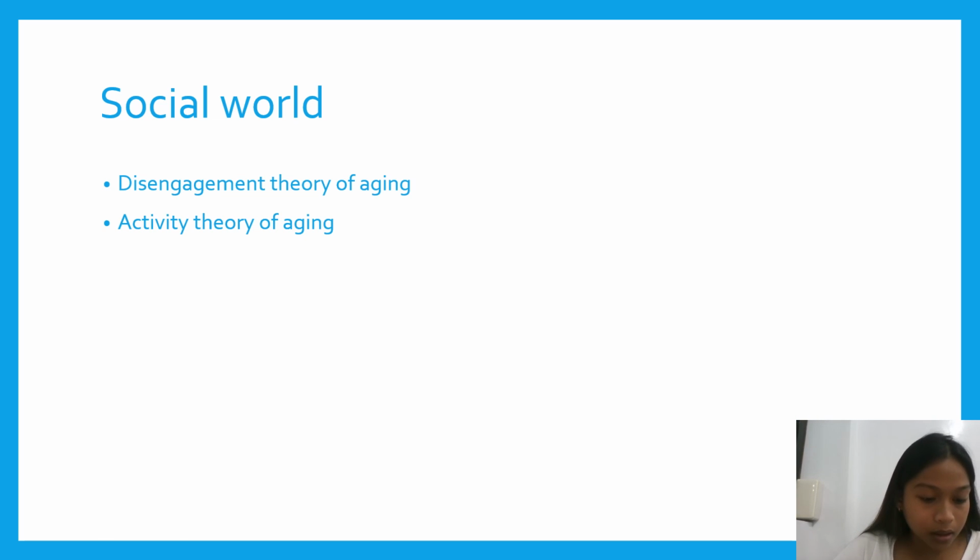Disengagement theory of aging is the theory that suggests that successful aging is characterized by a gradual withdrawal from the world on physical, psychological, and social levels. Activity theory of aging is the theory that suggests that successful aging is characterized by maintaining the interests and activities of earlier stages of life.